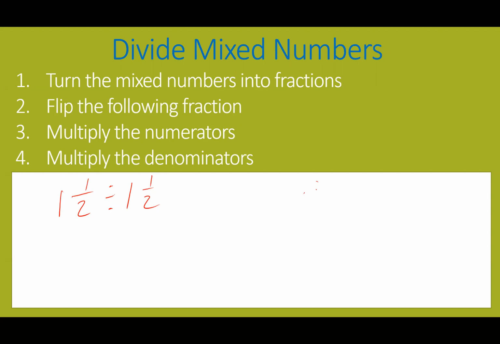Now this is kind of a trick question because look here, 1 and 1/2 divided by 1 and 1/2. Well, what's 3 divided by 3? What's 16 divided by 16? What's 1,172 divided by 1,172? The answer is 1. Oh, look how easy that is.